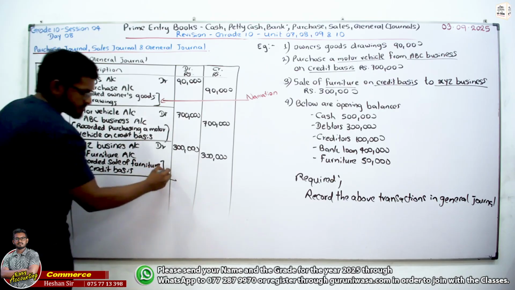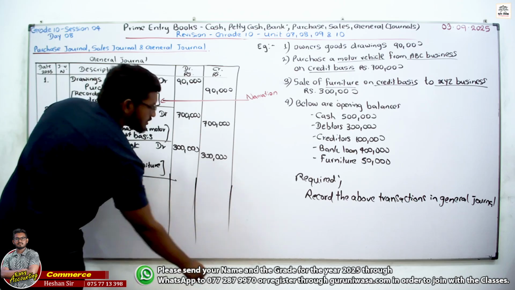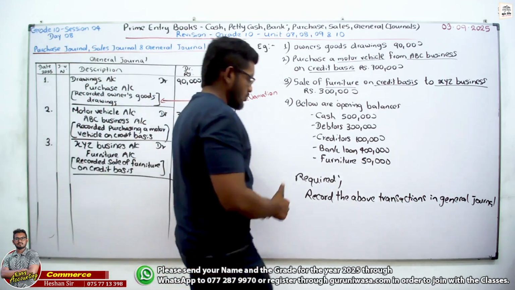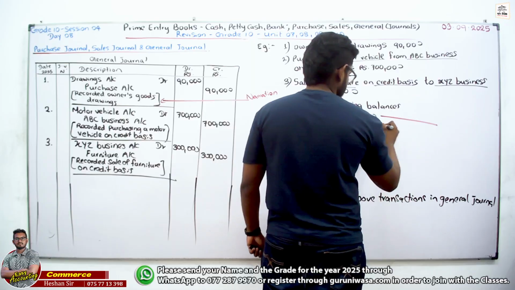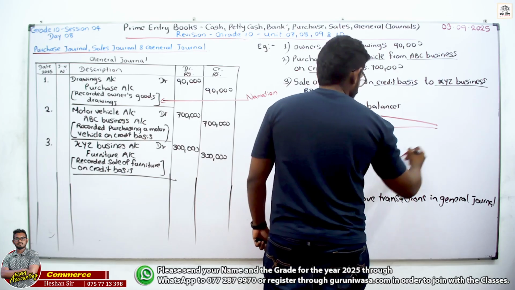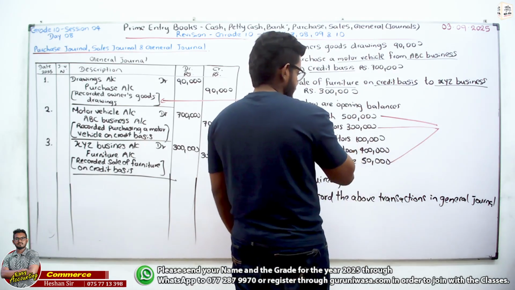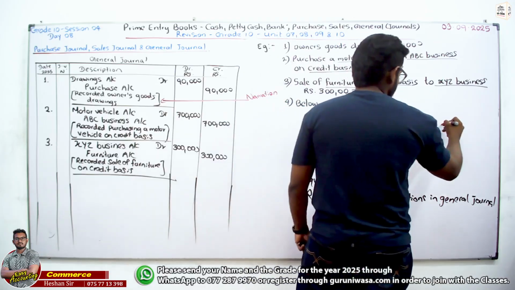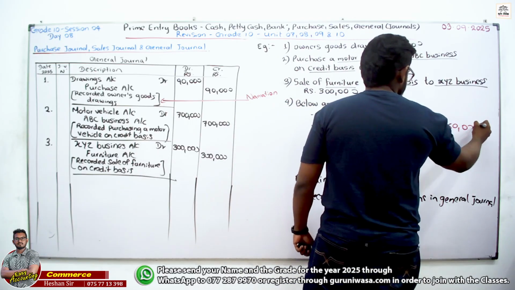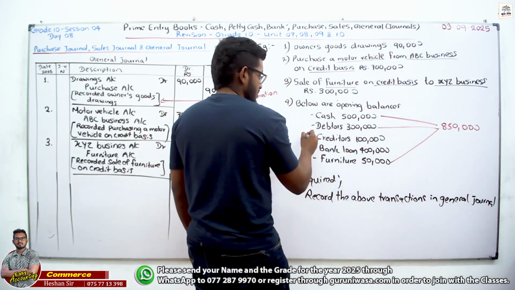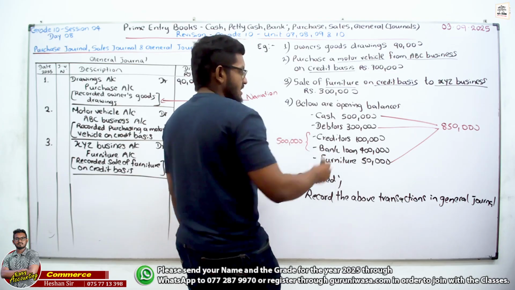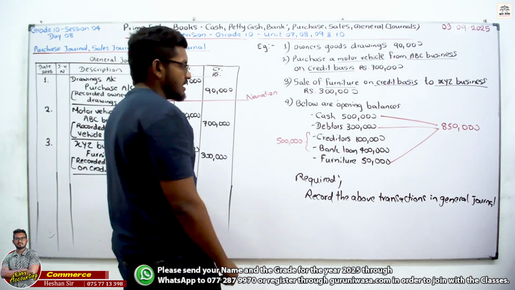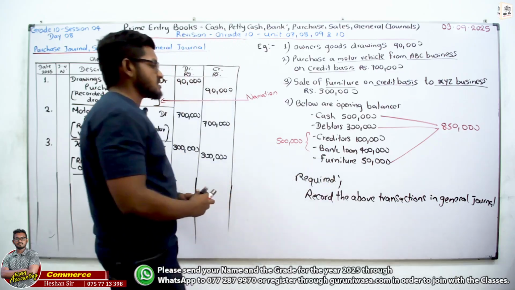And in here, these are the opening balances. You know these things are assets. Assets 850. You know this is 500, right? So you know the balance 350 we write as capital, right?